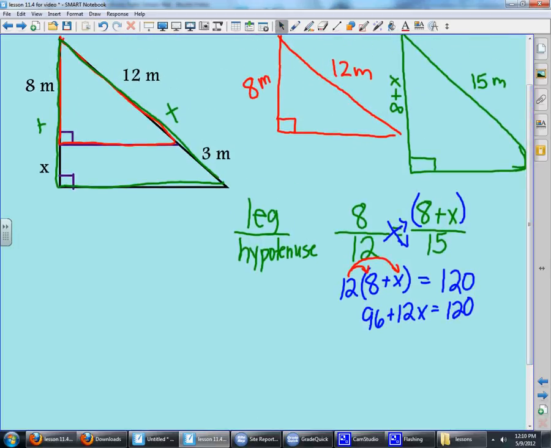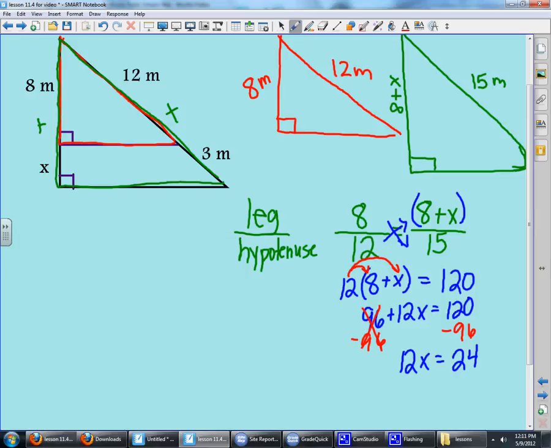Now we need to solve two-step equations. So we want to get rid of the 96 first. So we subtract 96 from each side. 96 minus 96 is 0. We have 12x is equal to 120 minus 96, which is 24.